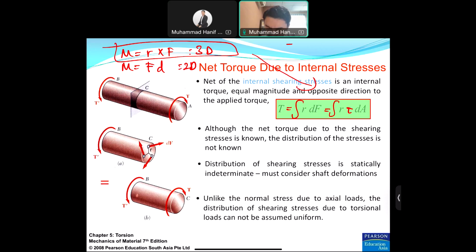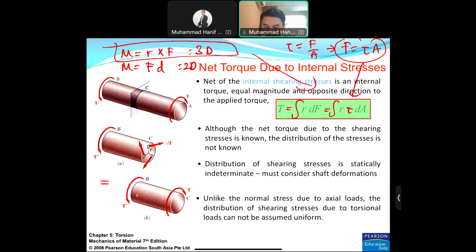You learned about tau previously, the shearing stress, F over A. So you will have F equal to tau A, and we substitute this F equal to tau A into the equation. You will get T equal to the integral of R times tau dA. So the integration is having many elements, as I mentioned in the class.